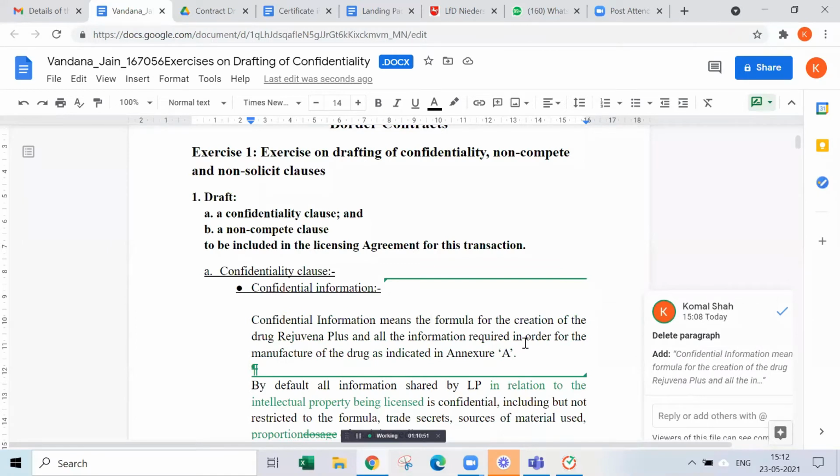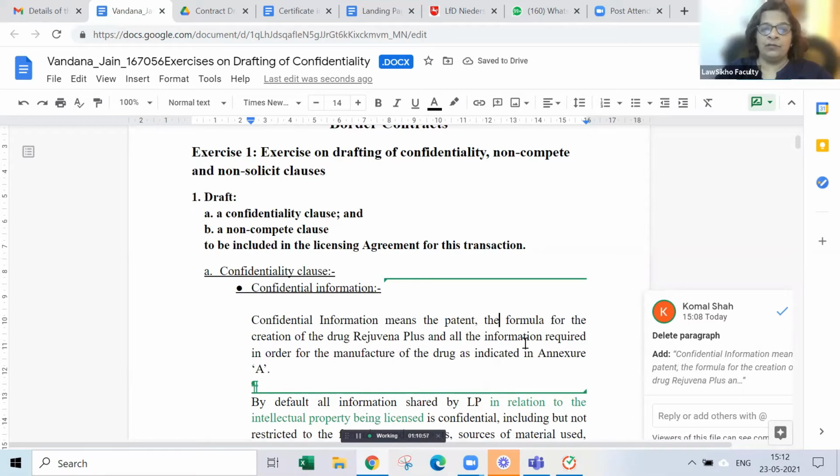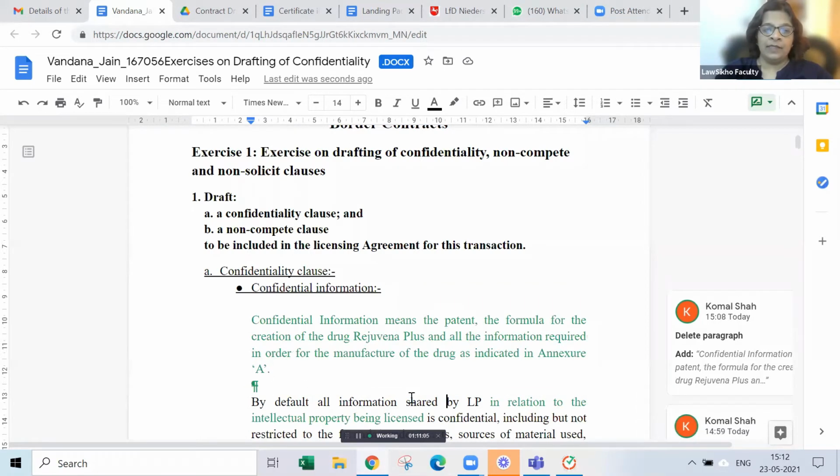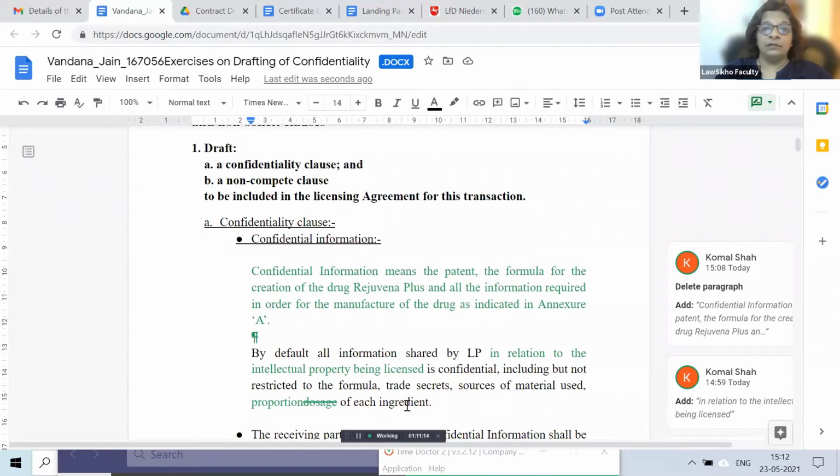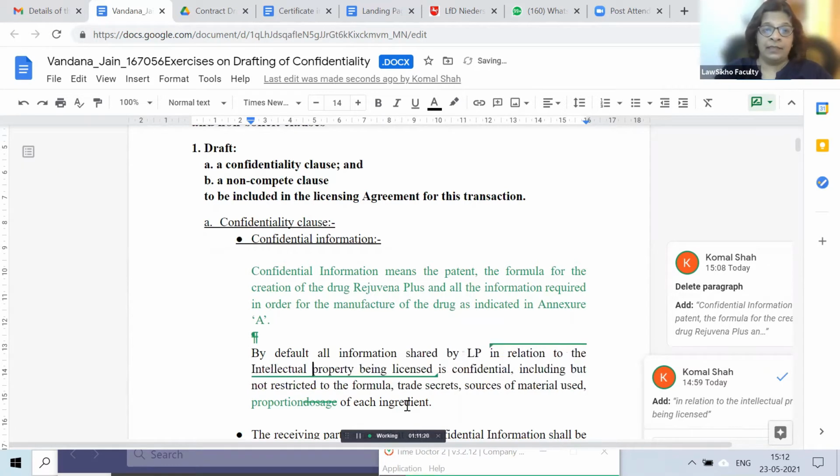So you should actually say the patent, the formula for the creation of the drug and all information required in order for the manufacture of the drug as indicated in the annexure. And then you say that by default, all information shared by LP in relation to the intellectual property being licensed is confidential. Here also you can define intellectual property, and you can define it as the patent number so and so, granted on so and so. All of those details you can put.